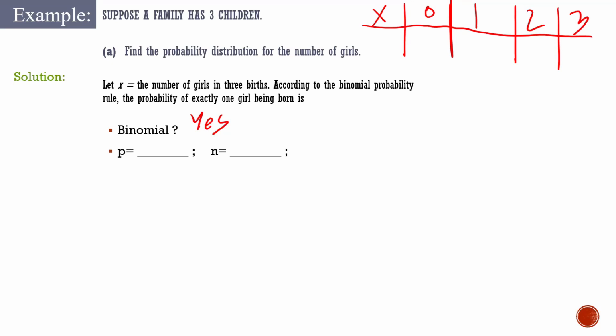All right. What is P? P stands for probability. What's P in this case? Everybody should be able to tell me what P is immediately. P stands for probability. Probability of a single trial being successful. Very straightforward. It's 0.5.